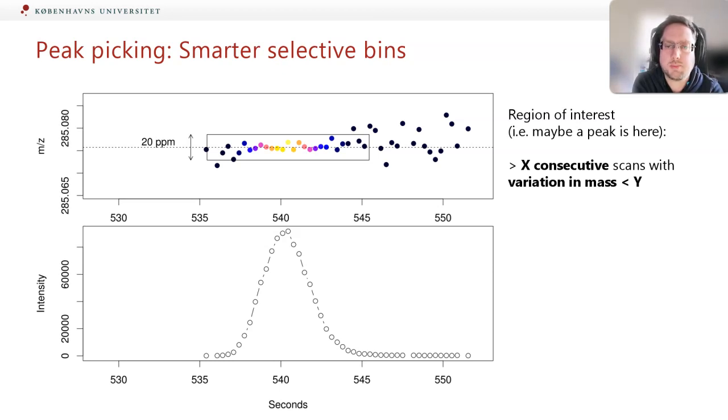That is what we see in the box here, and the intensity is shown by the colors. So we can see that when the peak becomes intense, the mass is stable, and we can say that there could be a peak here. These regions are called regions of interest. We then have to do the things we just discussed to figure out exactly if there is a peak and what shape and size it has.